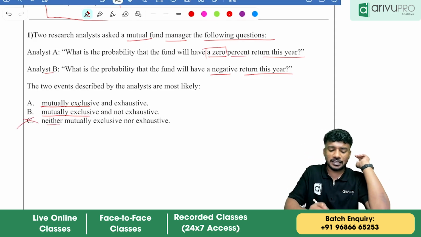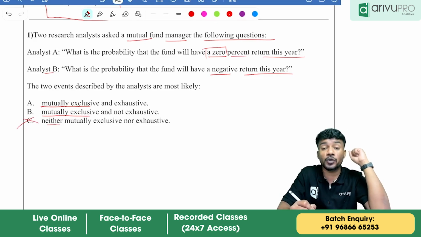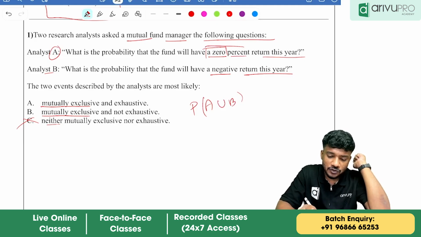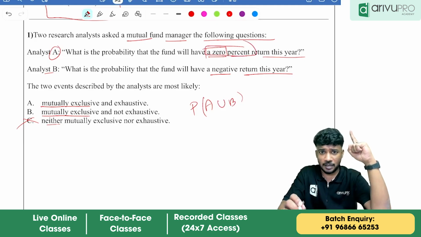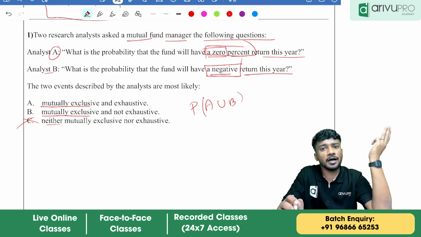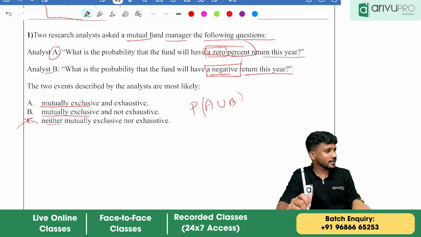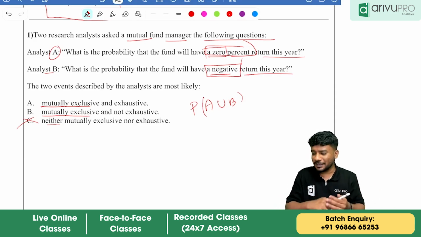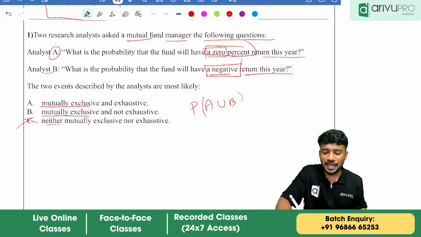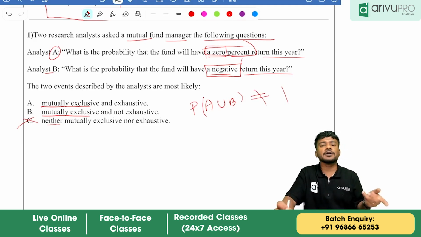Now, we need to check whether it is exhaustive. Exhaustive means their union should be equal to how much? 1. You tell me, P of A union B. That means either it can be a 0% return or it can be a negative return. Now, there can also be another possibility, right? What is it? There can be a positive return. That means they will get something out of the fund. Is that included in this question? No. That means P of A union B is not equal to 1.